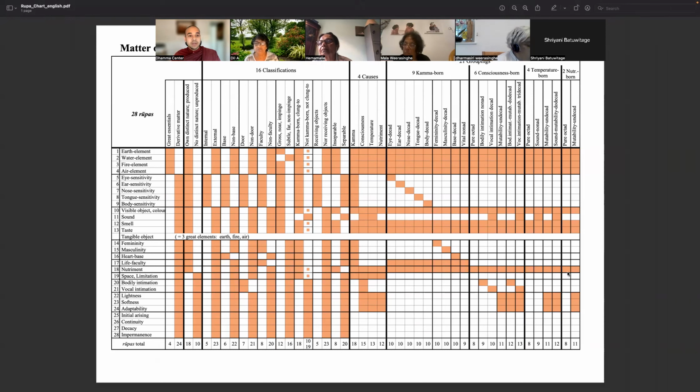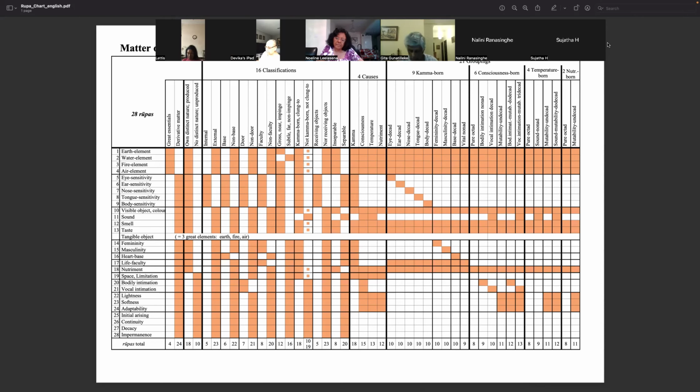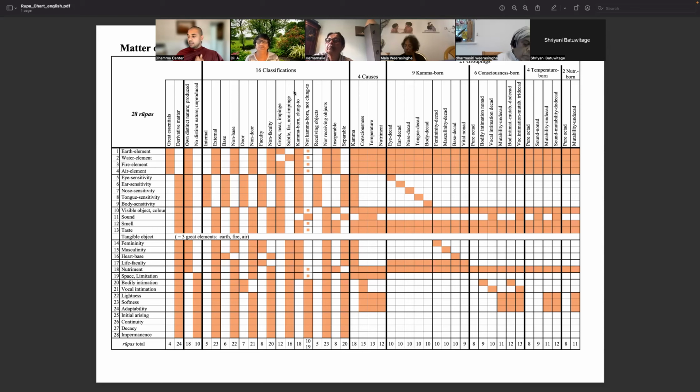Do you understand? Now, another example that we can take is for chitta rupa. Can you think of an example for chittaja nutrition? Give it a go. It's okay if it's not correct. Yes, Hemamali.